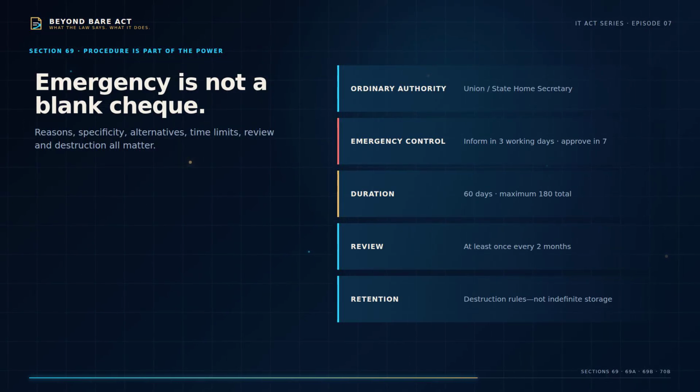Necessity must continue throughout the period. The review committee meets at least once every 2 months. If it finds that an order does not comply with Section 69, it can set the direction aside and require destruction of the material and its copies. Retention is not indefinite. Authorised agencies ordinarily destroy interception records every 6 months unless the material is still required for functional needs. An intermediary ordinarily destroys direction-related records within 2 months after discontinuance, unless an investigation, complaint, or legal proceeding requires them.